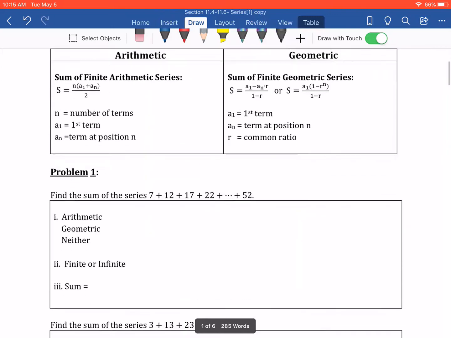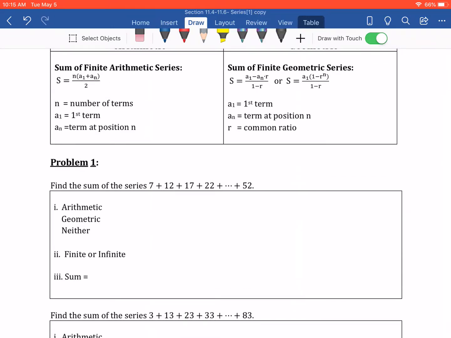Different problems, and your assignment will be the problems we do not do together. Let's look at the very first problem. The first problem is asking you to find the sum of the series 7 plus 12 plus 17 plus 22 plus so on and so forth until you get to 52.